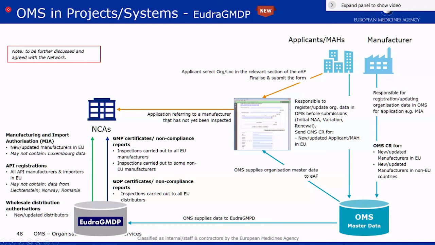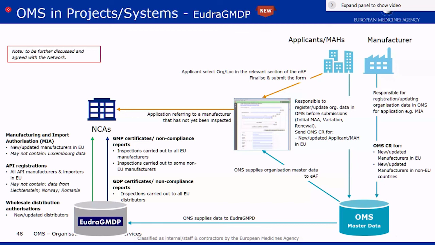So NCAs can no longer create the data. They will be consuming OMS data directly in the other GMDP. And for example, in EAF, this is what we've been doing now relating to the frequently asked questions. For EAF, there were no technical changes to the form itself. It was more in the sense of a process change.